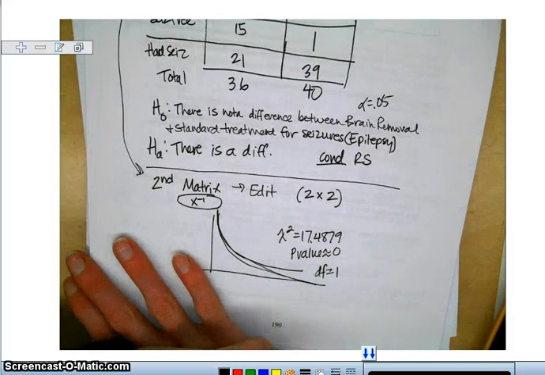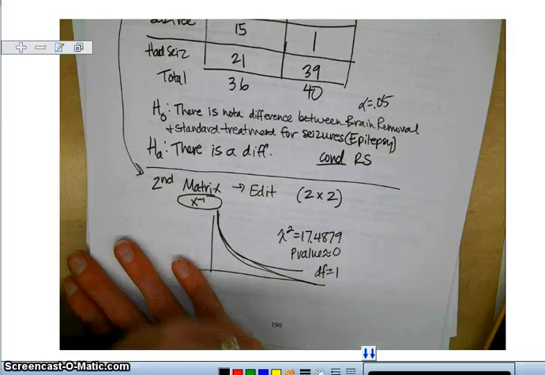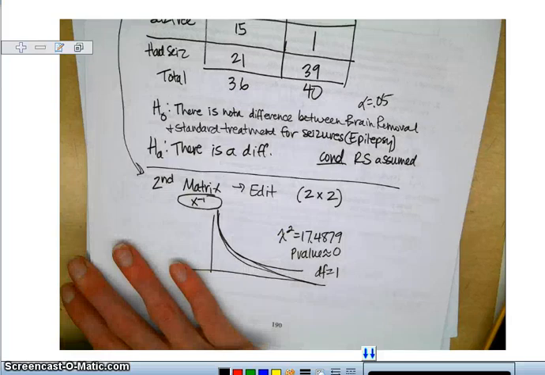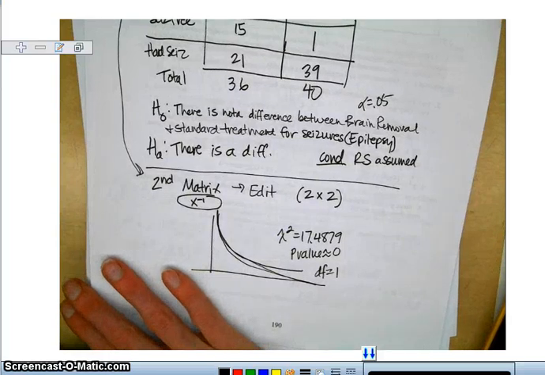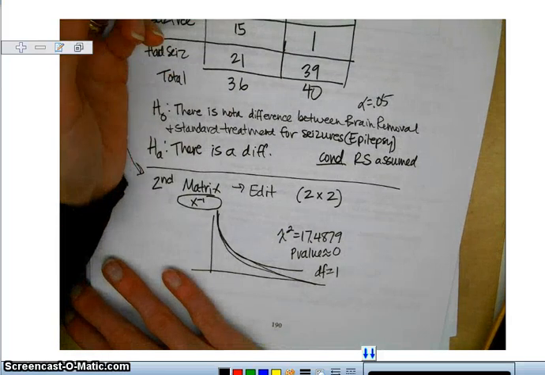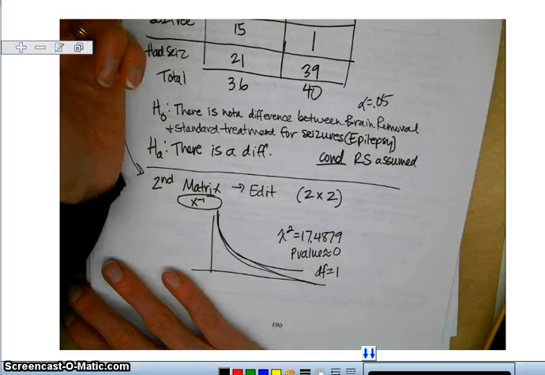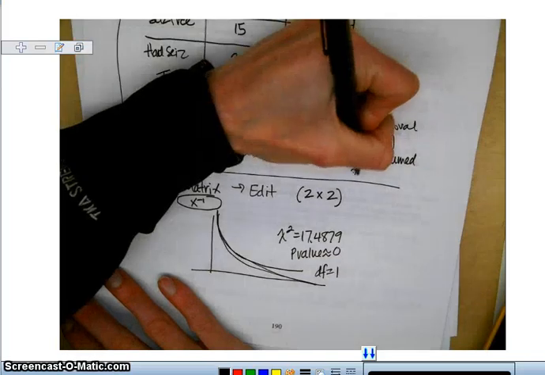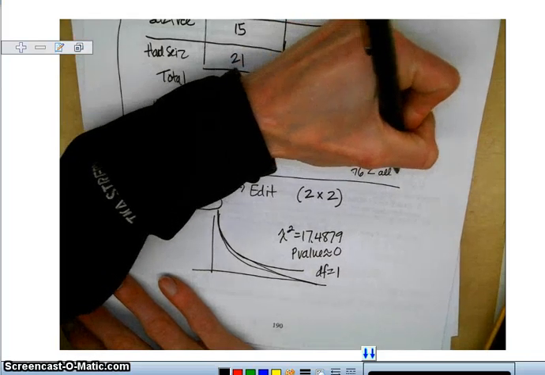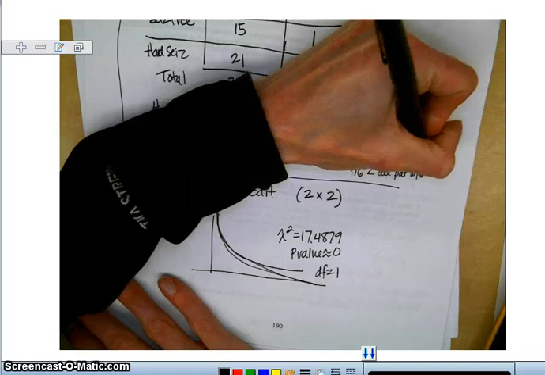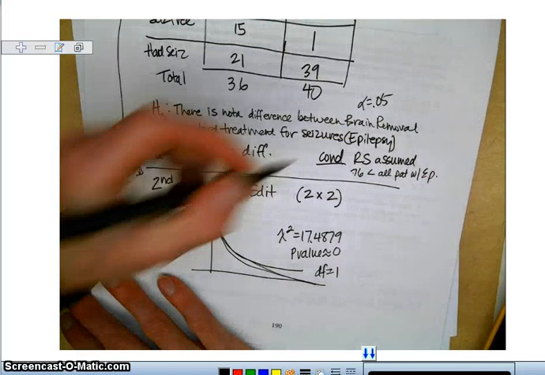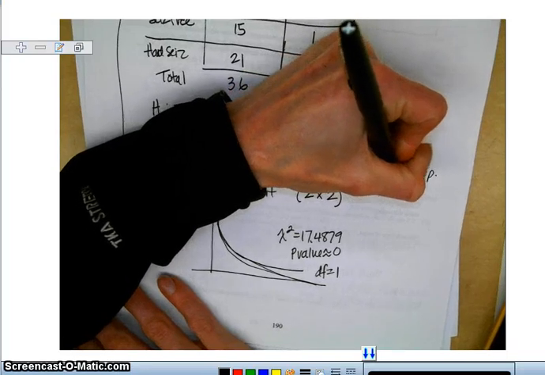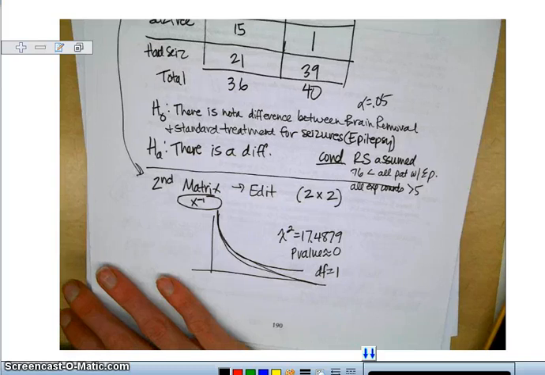It doesn't say it is, so we have to assume in this case that they were randomly assigned to treatment. It says it was a study though, so we would assume that. 76 is less than all patients with epilepsy. And then finally we would say that all expected counts are greater than 5. Well, we have to prove that.